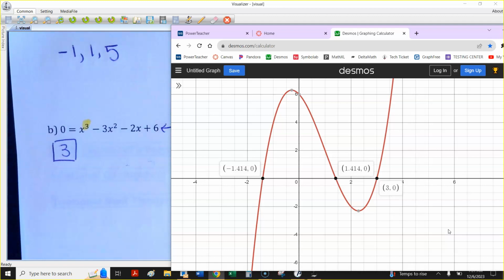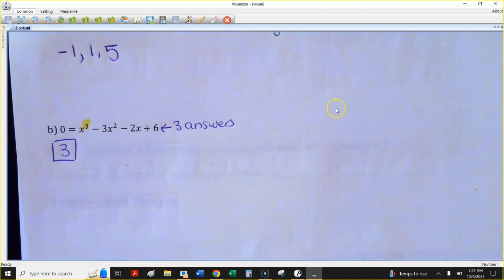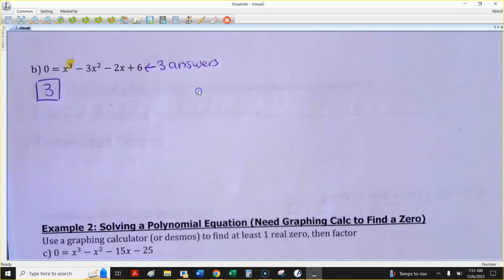And I need 2 more answers, and I can see what they are as decimals on the graph, but that's not going to be an acceptable format. So this is what you want to do. If I know 3 is one of my answers, what factor, so like a little set of parentheses, would go into that polynomial? If you know 3 is one of your answers, what factor would divide evenly into that polynomial?